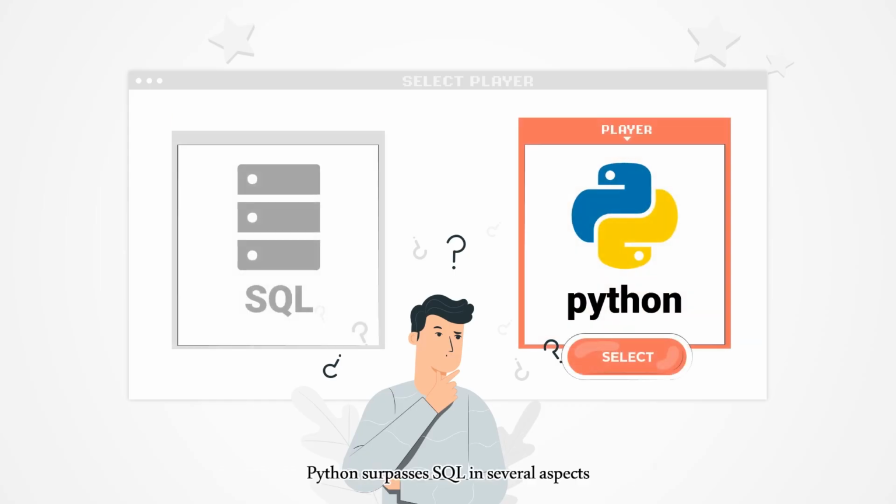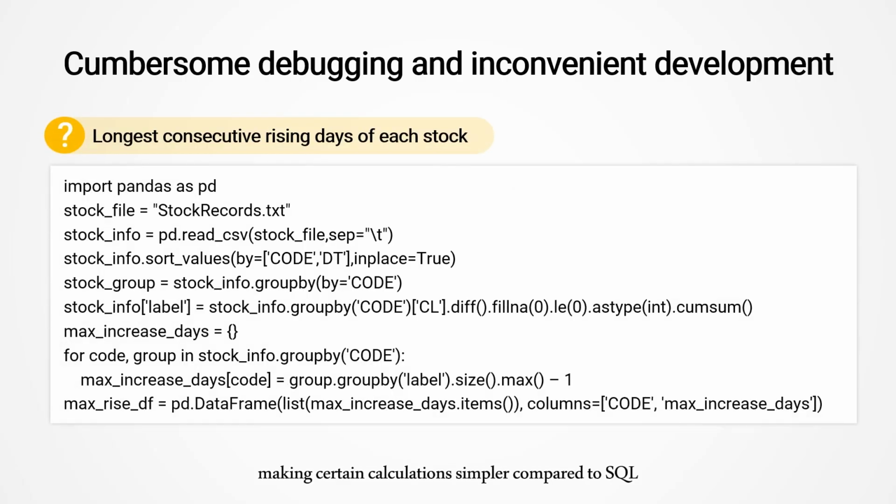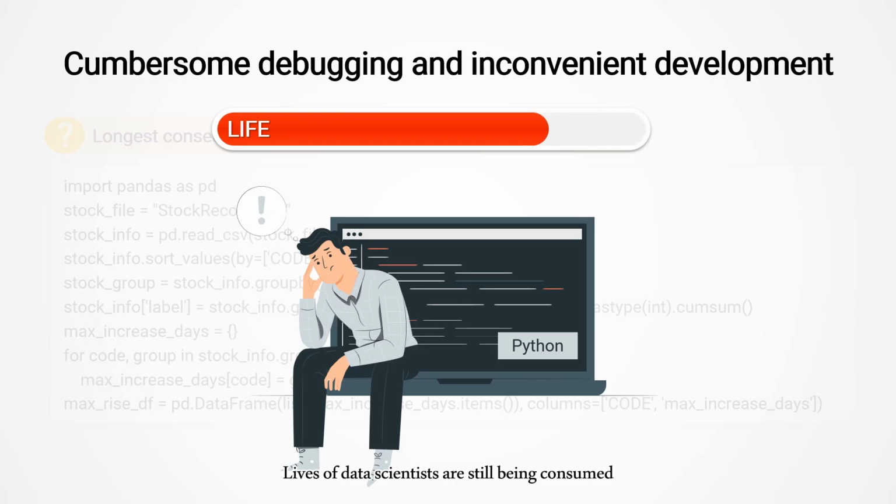Python surpasses SQL in several aspects, such as ease of debugging, procedural computation, and openness. However, Python also has flaws. Pandas, a third-party library for Python, offers rich calculation functions, making certain calculations simpler compared to SQL. However, handling complex scenarios may still be challenging. For instance, calculating the longest consecutive rising days for each stock mentioned earlier requires cumbersome coding in Python, often necessitating hard-coded solutions using a for loop. Lives of data scientists are still being consumed.